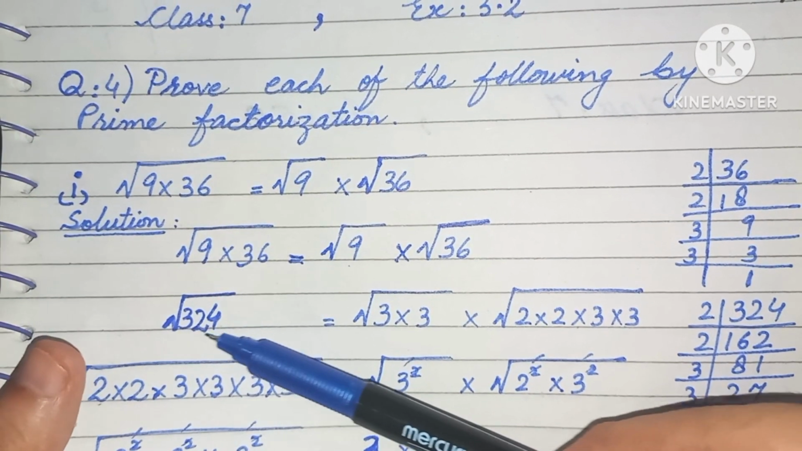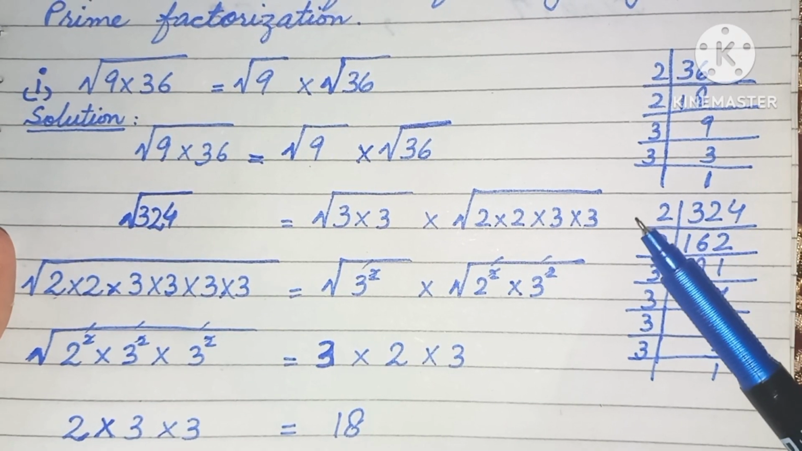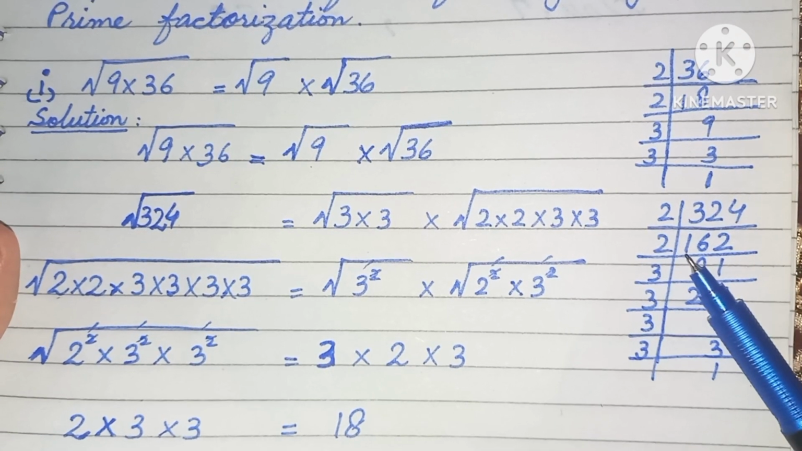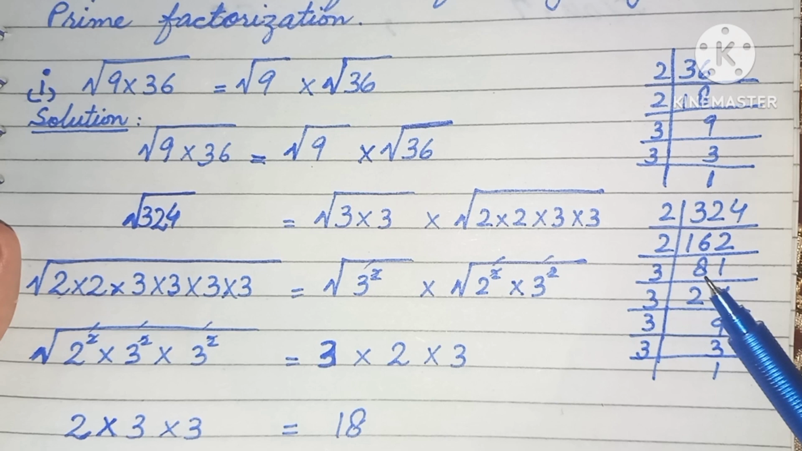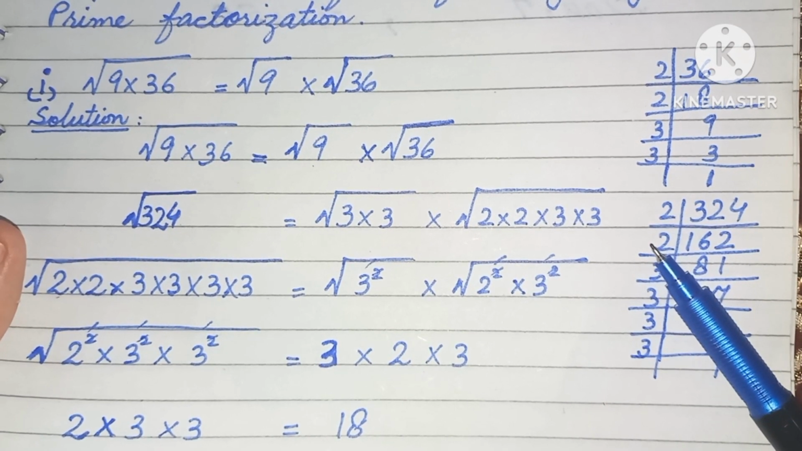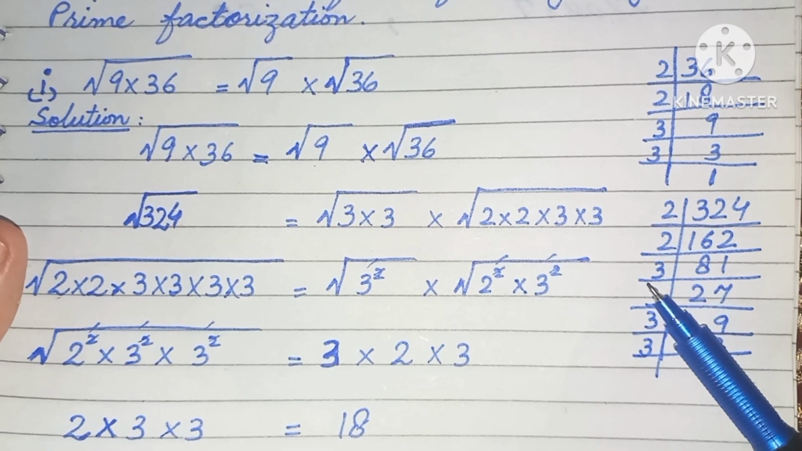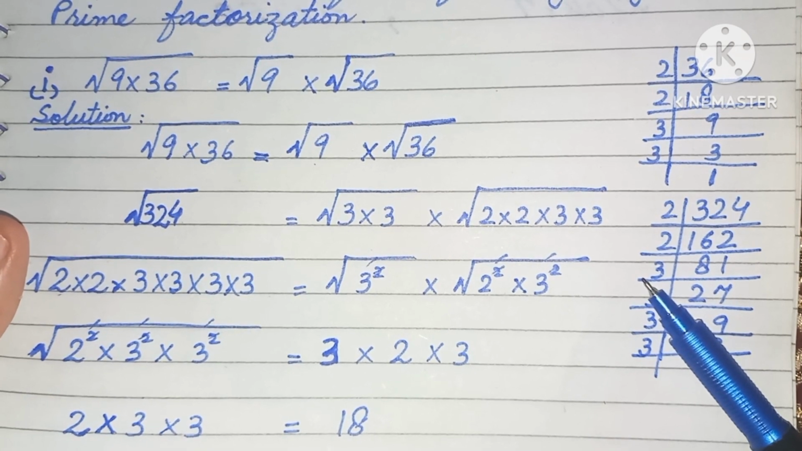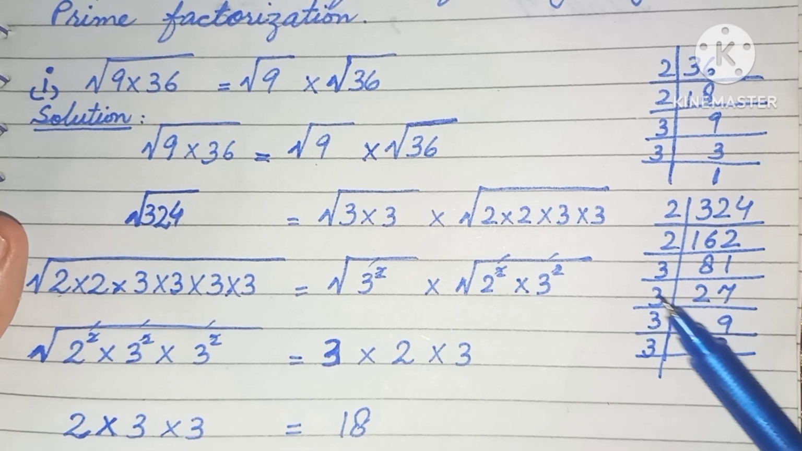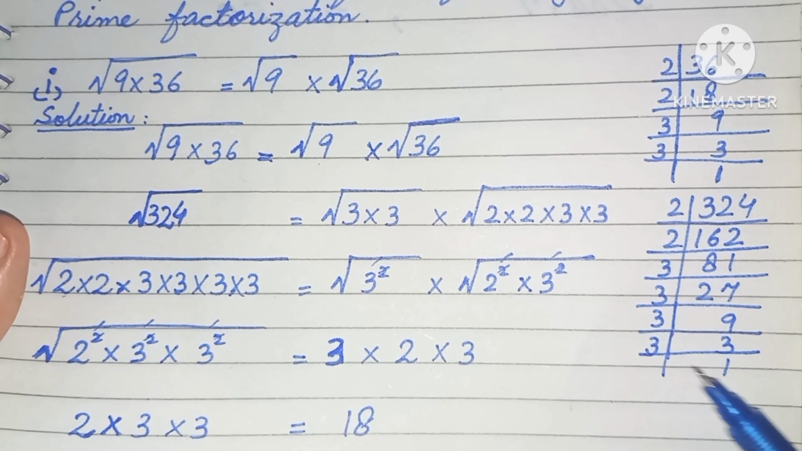Now find the factors of 324 in left hand side. Again start from smallest prime number, which is 2, because 324 is divisible by 2. Answer is 162. 162 divided by 2, answer is 81. Now 81 is not divisible by 2, so we will try the next prime number, which is 3. After 2 we have next prime number which has only two factors, 3. So 81 divided by 3, answer is 27. 27 divided by 3, answer is 9. 9 divided by 3, answer is 3, and 3 divided by 3 is 1.